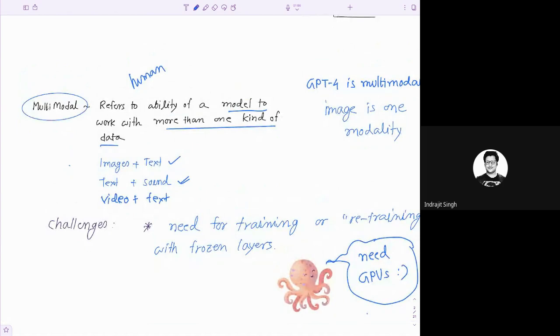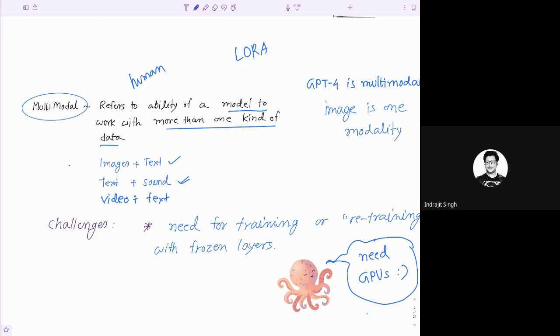So when there are challenges, there are solutions also. As I said, this survey paper is talking about 108 references, right? One of the references is talking about something called LoRA. Has anyone heard about LoRA? Okay, Ajay is saying yes. All right, so this is one of the techniques.